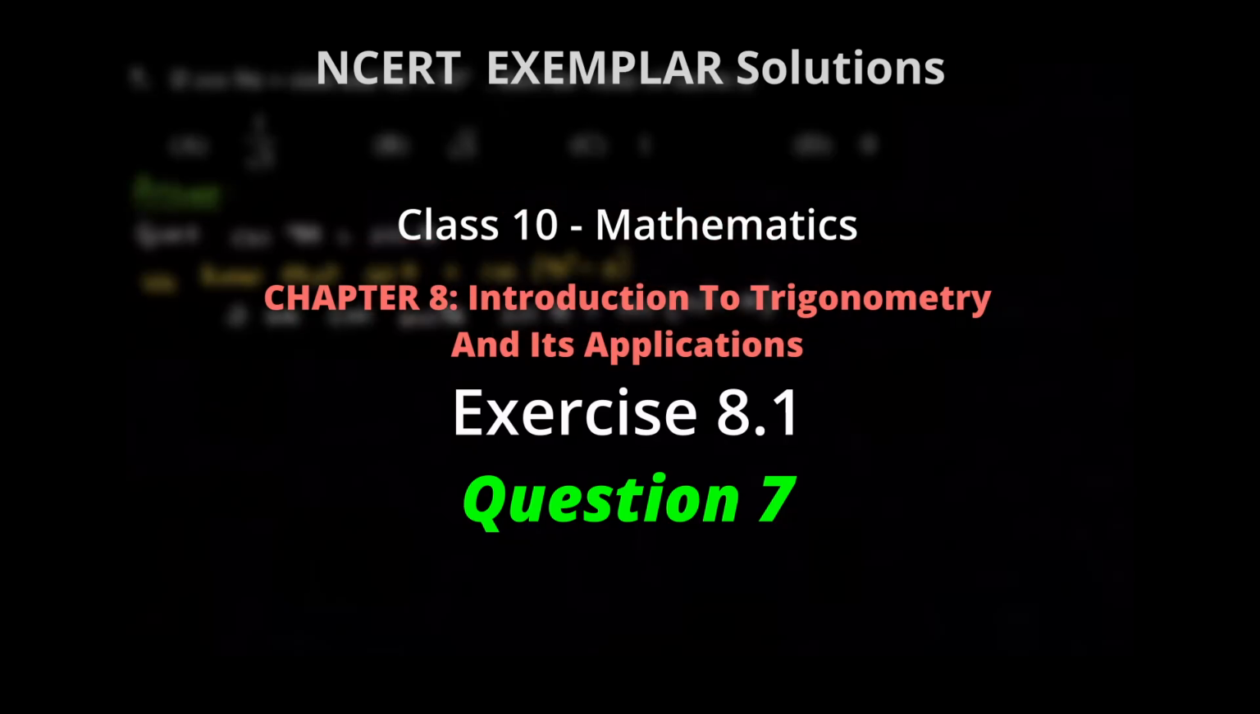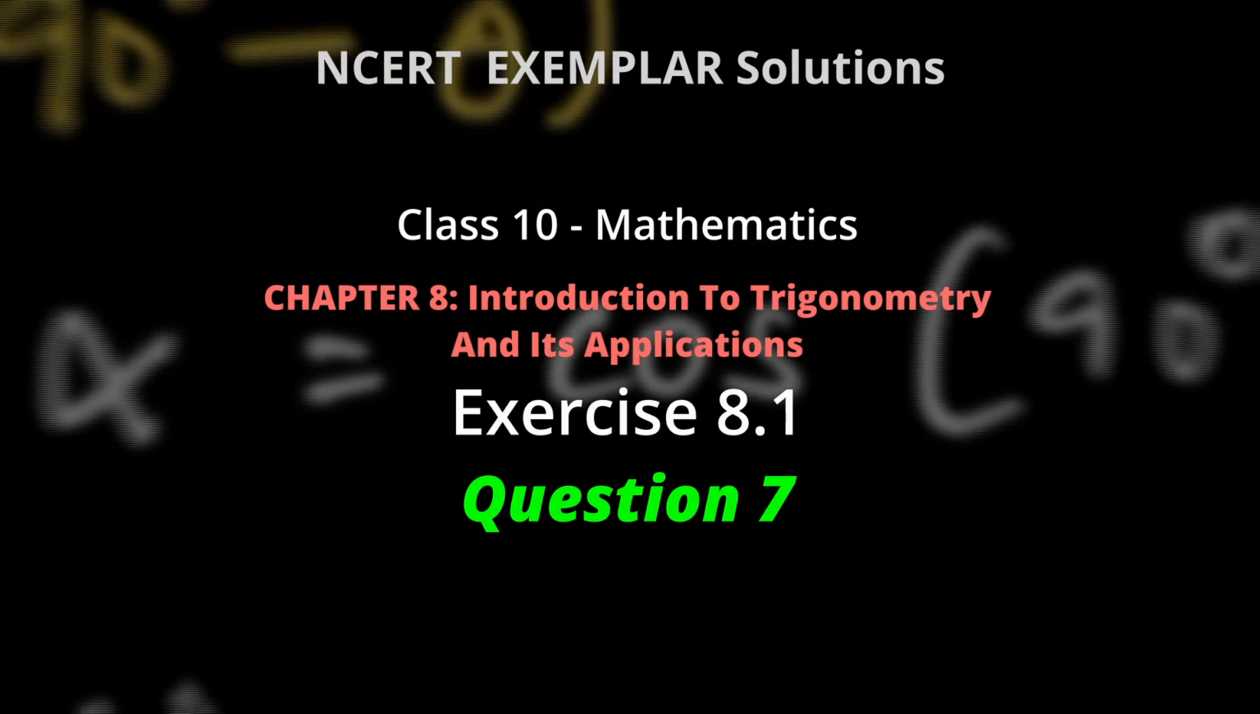NCERT Exemplar Solutions, Class 10, Maths, Chapter 8, Exercise 8.1, Multiple Choice Question 7. If cos 9 alpha is equal to sin alpha and 9 alpha is less than 90 degrees, then the value of tan 5 alpha is: option A, 1 by root 3; option B, root 3; option C, 1; and option D, 0. Answer. We are given that cos 9 alpha is equal to sin alpha.